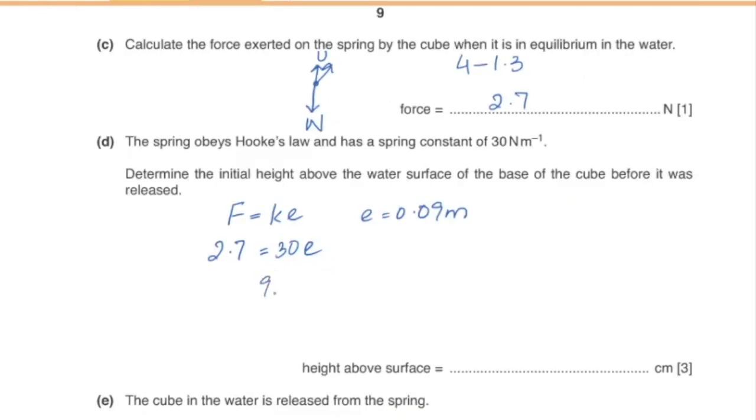So 9 centimeters, which is the total extension that it undergoes when a magnitude of 2.7 newtons of force is exerted on the spring. And when it reaches equilibrium state, it had a depth of 7 centimeters below the water surface. So in total, it had 2 centimeters of height above the water surface when it was released.